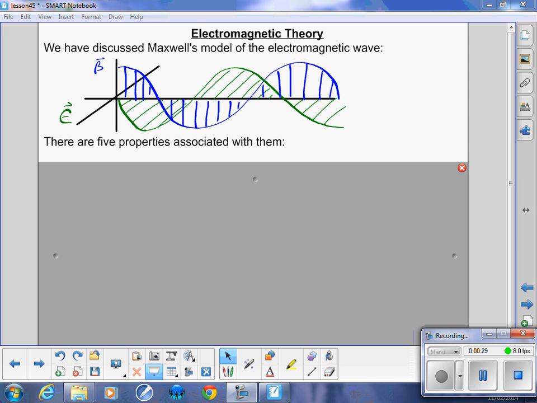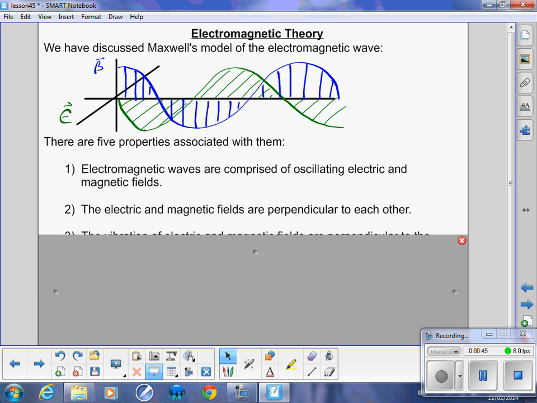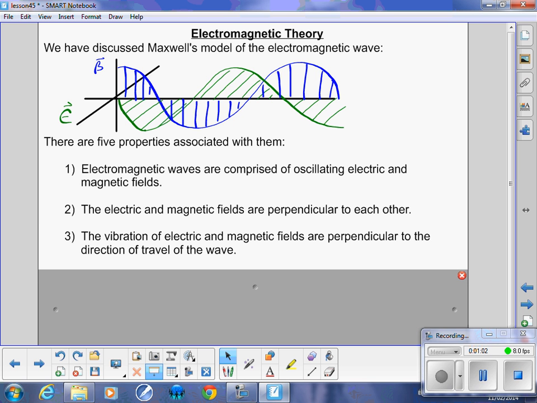So there are 5 properties associated with electromagnetic waves, and that's our focus over the next little bit here. So the first one, electromagnetic waves are comprised of oscillating electric and magnetic fields. You already knew that, okay? That hasn't changed. So it's more of a going into a more formalized definition of electromagnetic waves. The electric and magnetic fields are perpendicular to each other, and we all know that because we all suffered through trying to draw these 2 waves perpendicular to each other. Me more so than the people that have any artistic talent, since I lack a bit.